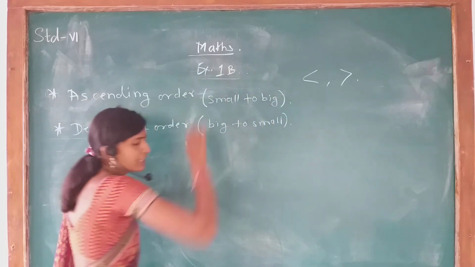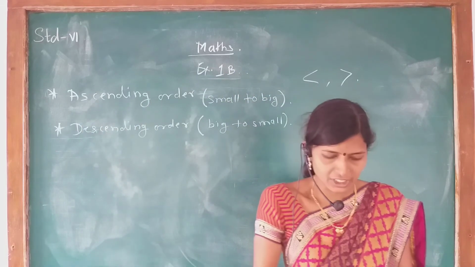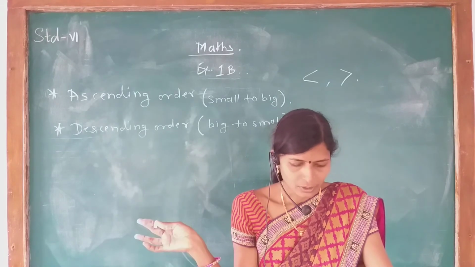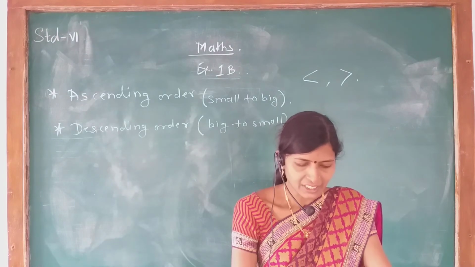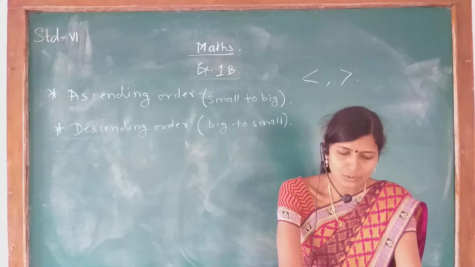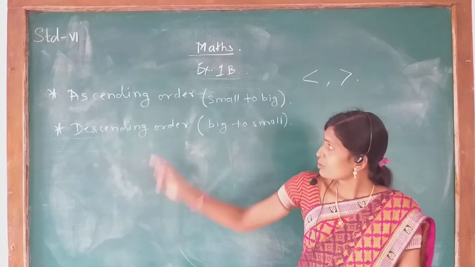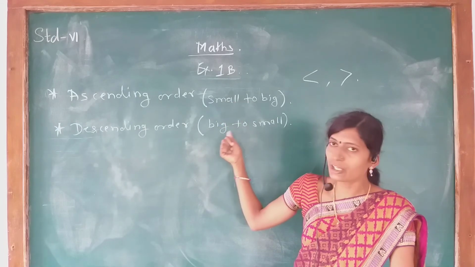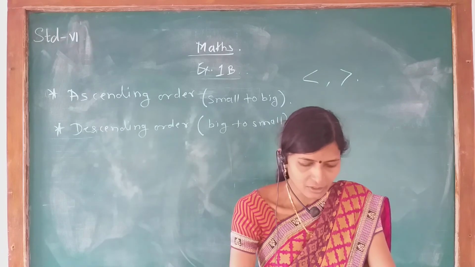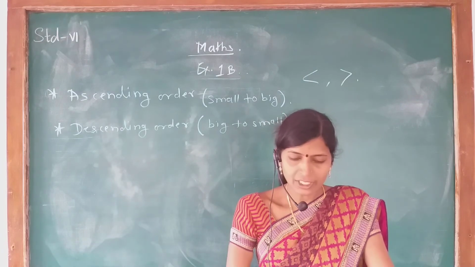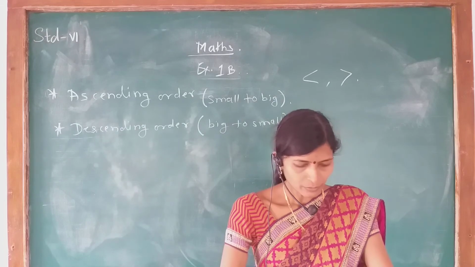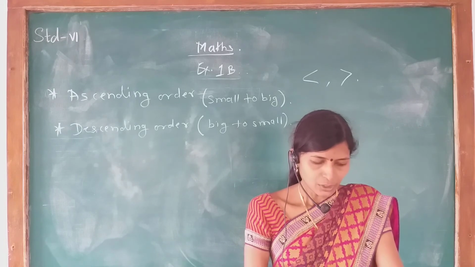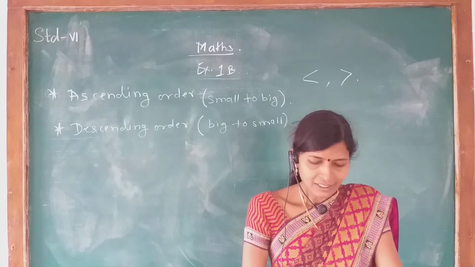If you know how to compare the numbers, which number is smaller and which is bigger, then you can easily write the ascending and descending order. Question number 3 and question number 4 you have to solve in classwork only. Ascending order means you write small to big, and descending order means big to small. I think there is no difficulty in questions 3 and 4. Today you complete only exercise 1B, questions 1, 2, 3 and 4 in the classwork notebook.